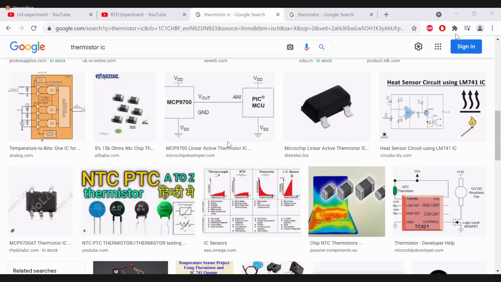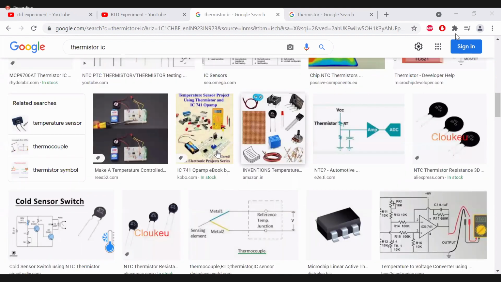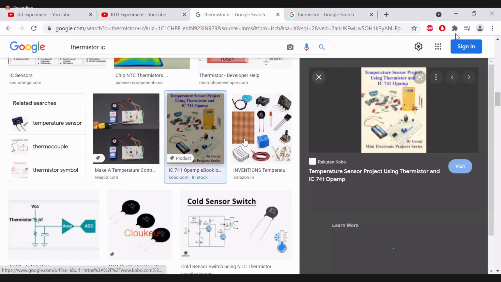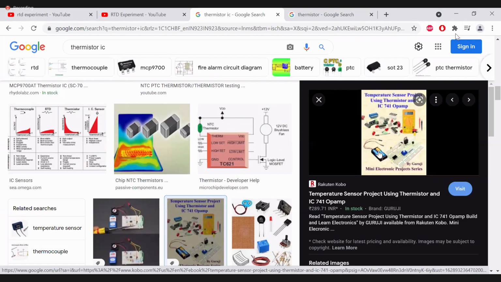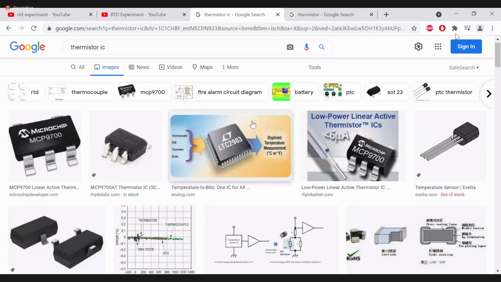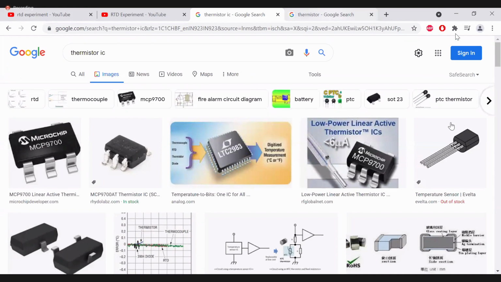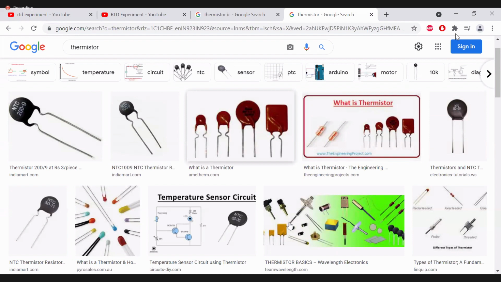Here you can see a breadboard and the remaining components. So this is called a breadboard and this is called a PCB. Here we can see the thermistor IC. And these are the ceramic type of thermistors. So depending on the application, we can choose any one of the thermistors.